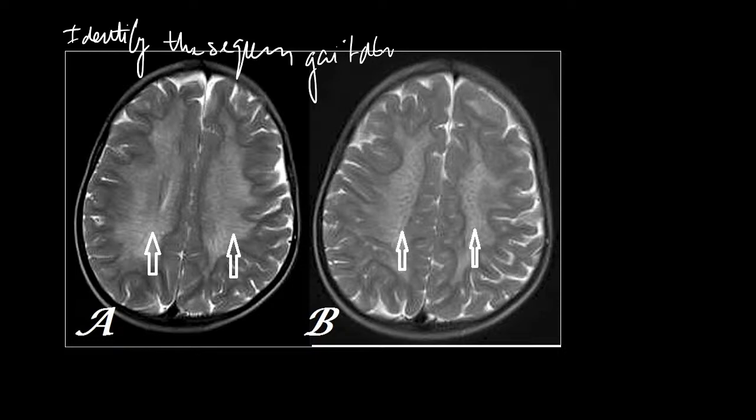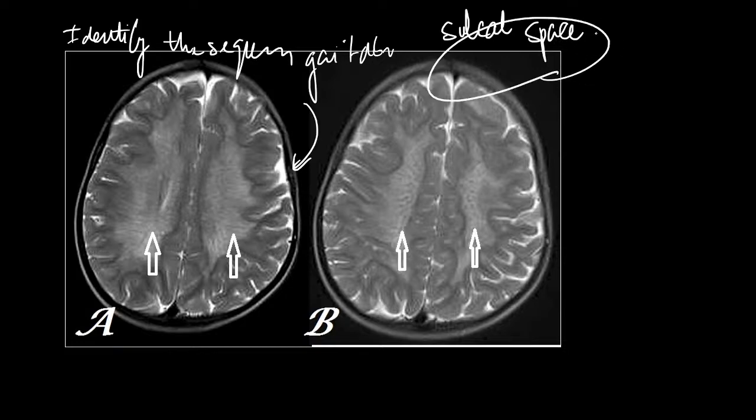Some of you are saying T2 weighted image. Some of you are saying it is a FLAIR image. Any reasons why you are saying this? Why you are saying that it is a T2 weighted image? Guys, have a look at the CSF spaces. If you look at the CSF spaces, you will see that they are appearing bright.